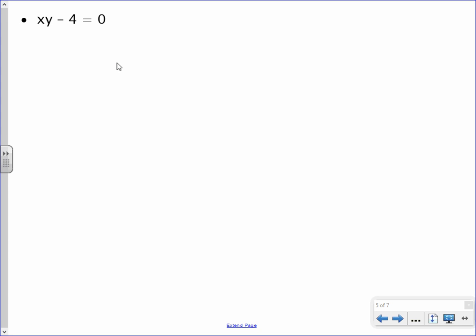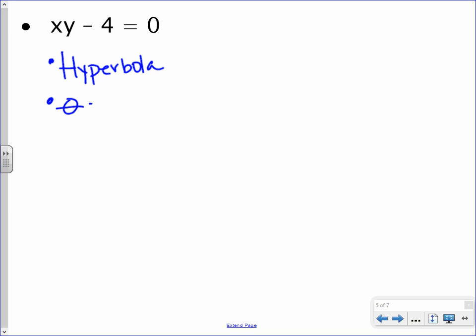Okay, this is the example that we did yesterday in class, xy minus 4 equals 0. What was our angle? Well, first of all, what did we classify it as? What type of conic? What was our angle of rotation? And what was our final standard form? X squared over 8 minus y squared over 8.